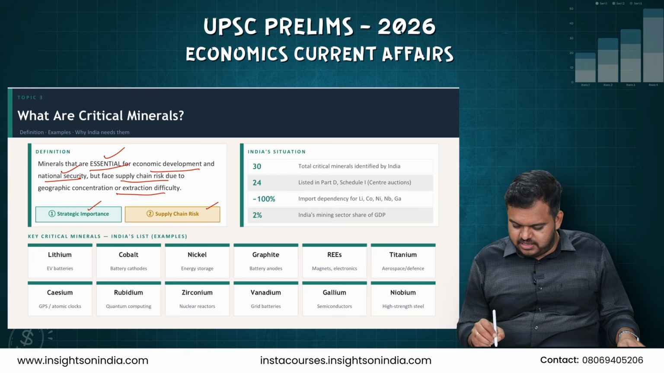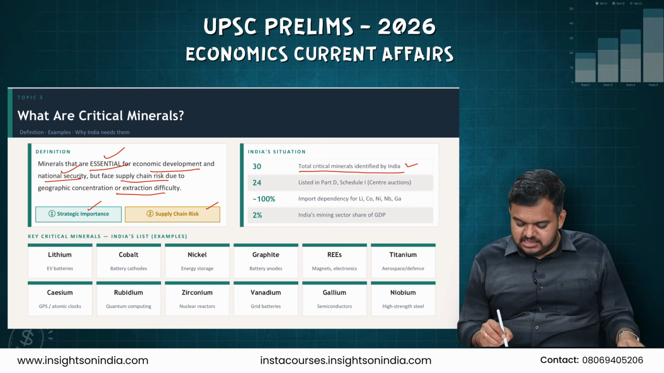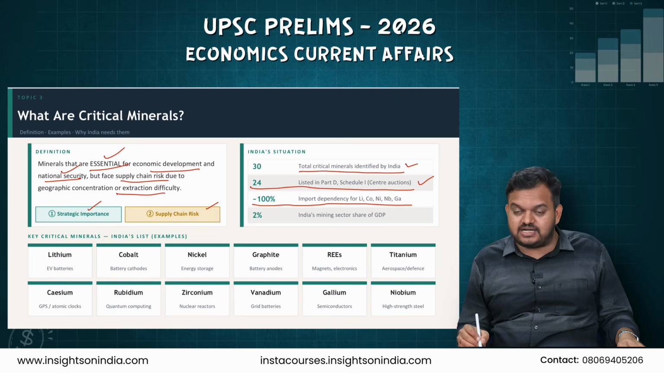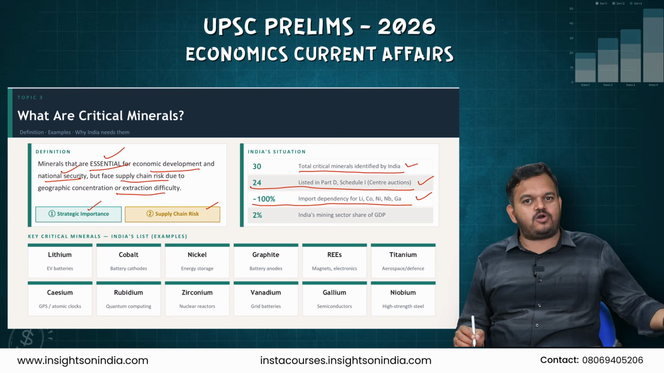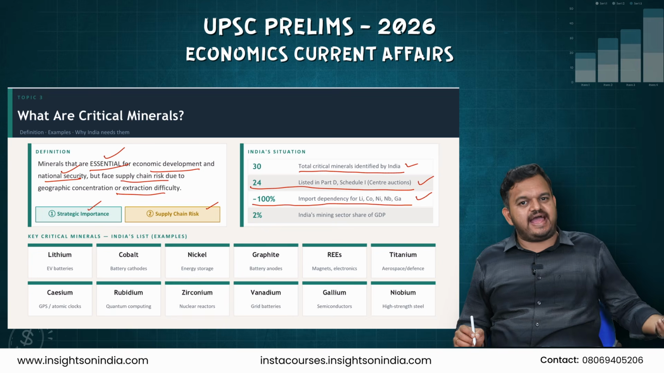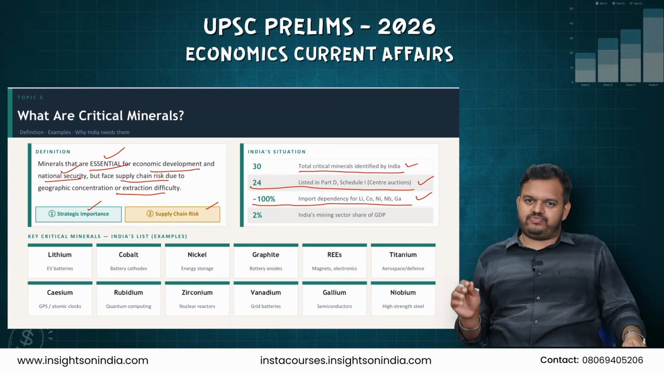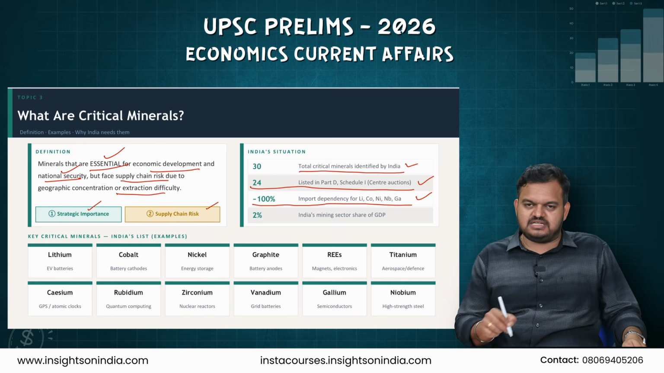India's situation: there are 30 critical minerals identified by India. 24 of them are listed in Schedule 1 of the MMDR Act. India is almost 100% dependent for these critical minerals. That means we lack infrastructure to explore, mine, process and use them for industrial purposes. Though we have deposits available, we are entirely dependent on imports for these critical minerals.